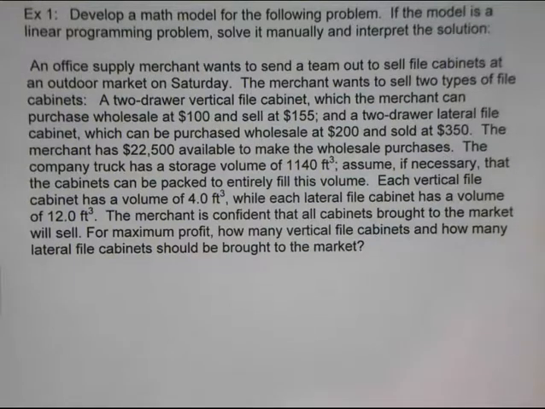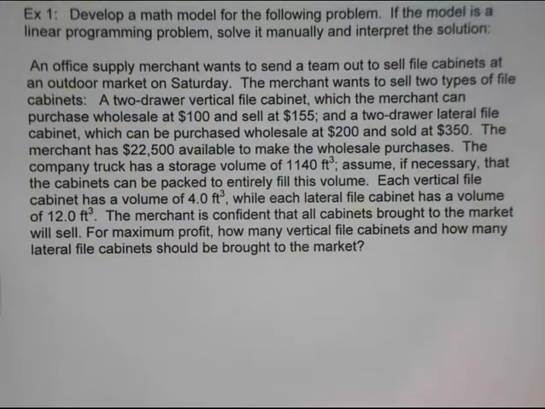An office supply merchant wants to send a team out to sell file cabinets at an outdoor market on Saturday. The merchant wants to sell two types of file cabinets: a 2-drawer vertical file cabinet, which the merchant can purchase wholesale at $100 and sell at $155, and a 2-drawer lateral file cabinet, which can be purchased wholesale at $200 and sold at $350. The merchant has $22,500 available to make the wholesale purchases.